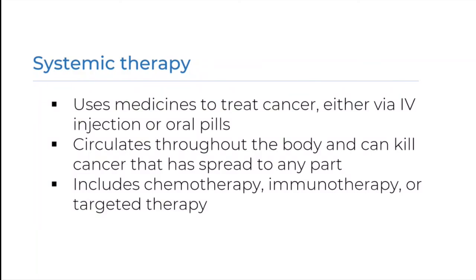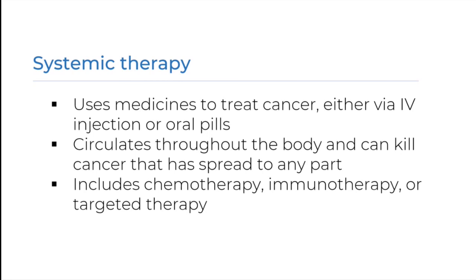Systemic therapy. So systemic therapy is actually where I specialize in as a medical oncologist. And this type of treatment utilizes drugs or medicines to treat cancer, either through the IV or through oral pills. These drugs then circulate throughout the body and kill cancer that's anywhere. So not just directed towards the lung, but if the cancer has spread to any part of the body, the only effective way to address that cancer is through systemic therapy.